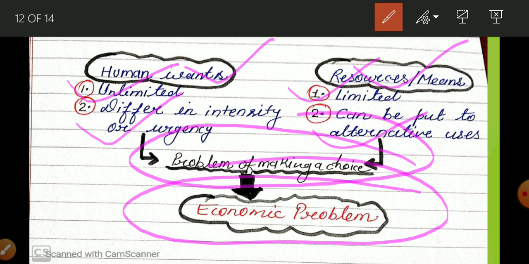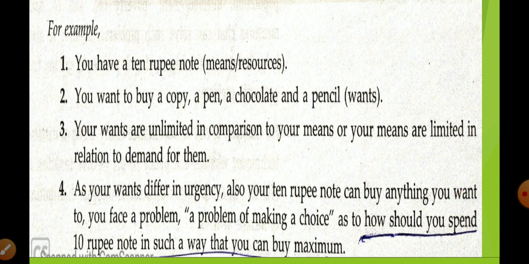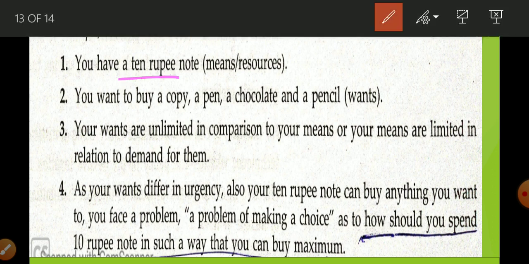Like I had given you the example of 500 rupees, and the example of selection of one stream. Now there is one more example. Suppose you have 10 rupees. This 10 rupees is your means, your resources. In this way it is limited, and you can purchase anything that is worth 10 rupees. You can purchase a copy, a pen, a chocolate, a pencil and many other things whose price is equal to 10 rupees.